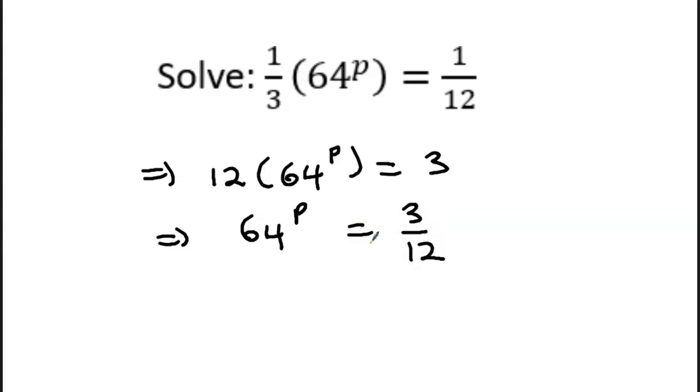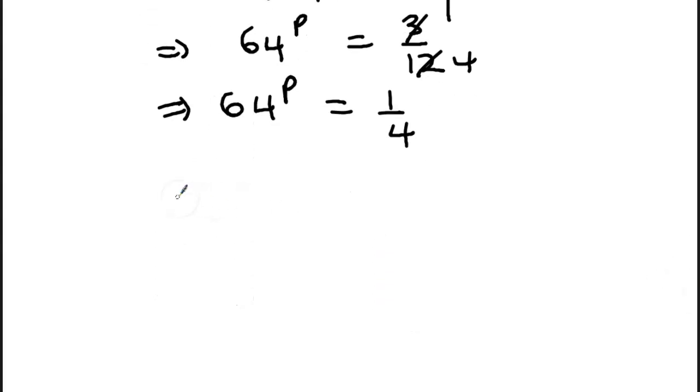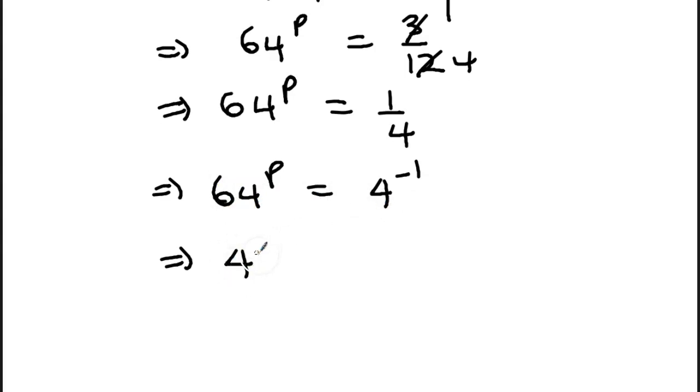So like I was telling you, if we had multiplied straight by 3, you could have gotten this. Okay. So 64 to the power p is equal to 3 will go here 1, go here 4. 1 over 4. So we have 64 to the power p is equal to, according to indices, we can write this one as 4 raised to the power minus 1. Now, can we express 64 in terms of 4? Yes. So 64 can be written as 4 raised to the power 3.